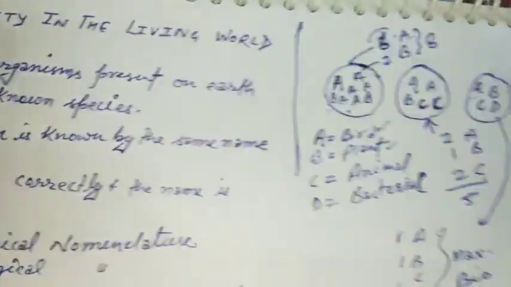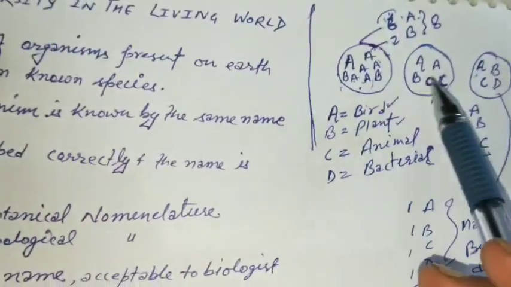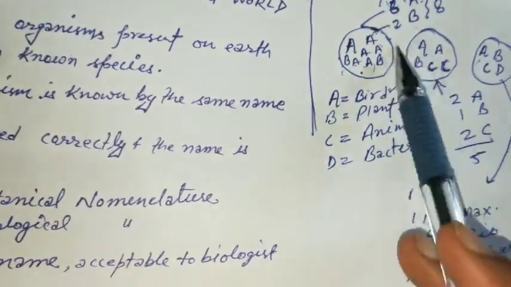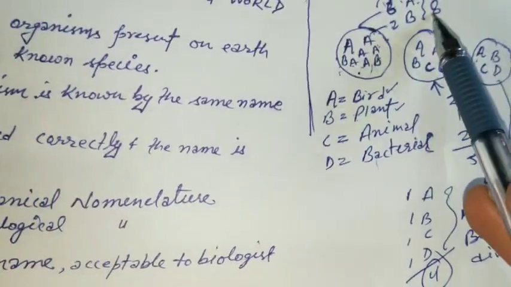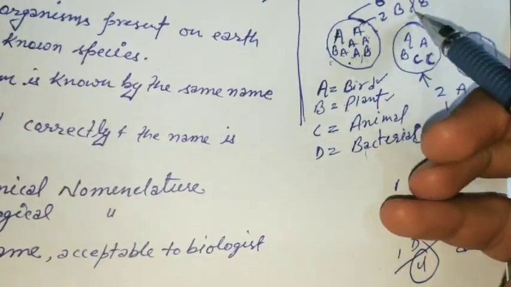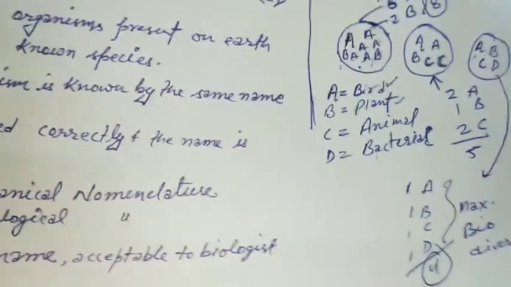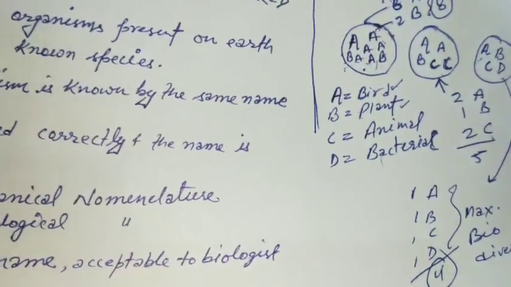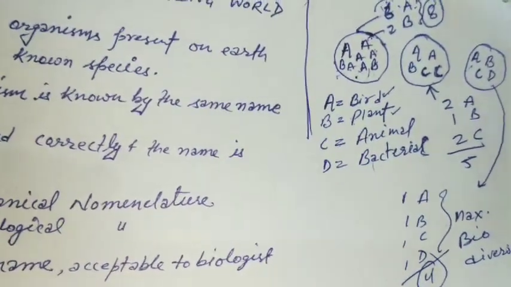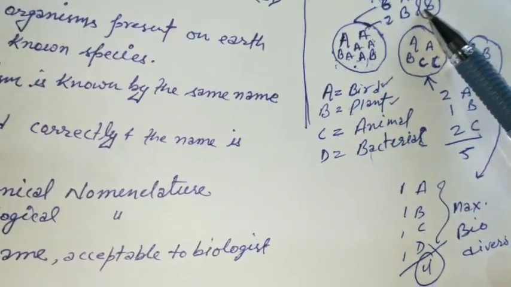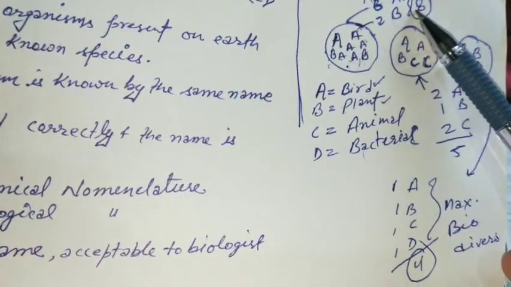So, again, look at these three areas. This area has the maximum number of individuals. The total number of individuals is 8. But there are only two types of species, A and B. So in terms of biodiversity, it is not much biodiverse.